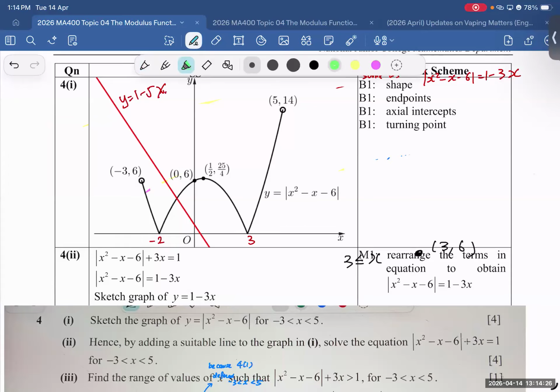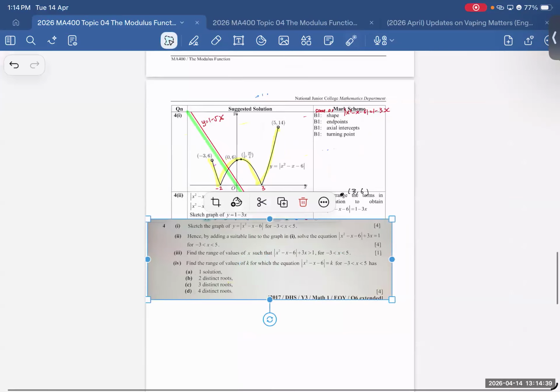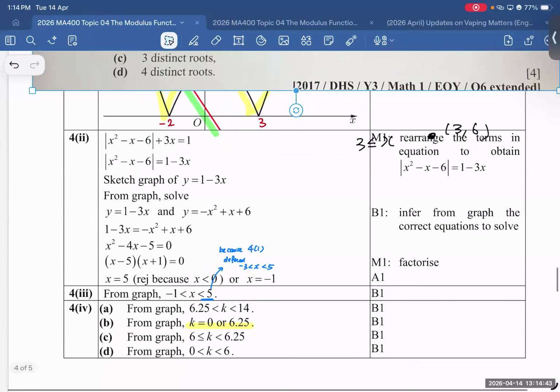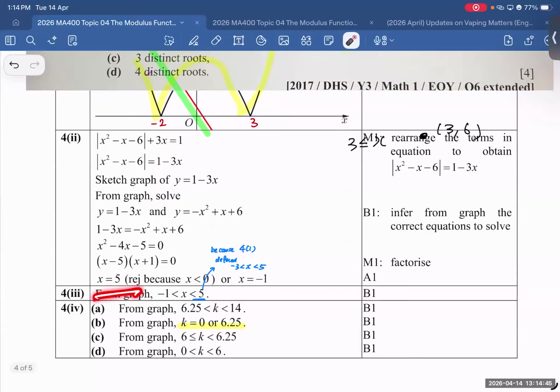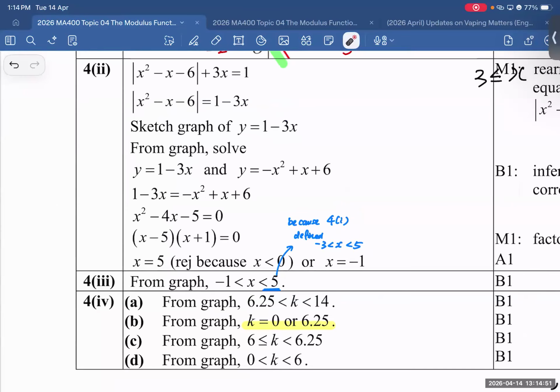This is the green, and this is the yellow. Look at the intersection point. Do you think the x at the intersection is negative or positive? Negative. So if you find two values, that gives you the reason to reject the positive answer. Okay?